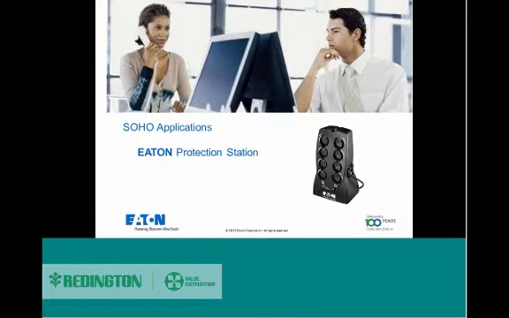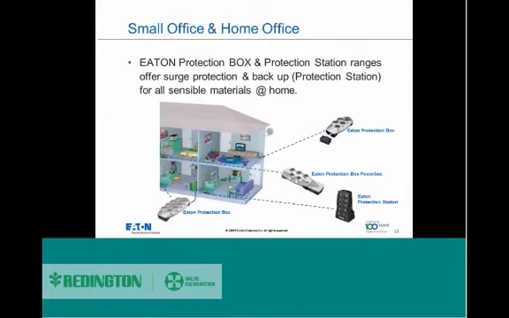Quickly, for the SOHO models, they have the Eaton Protection Station. Basically, these models are for surge protection. At the same time, they also provide backup. So if your customer is just starting up with a very small office, not many employees, not many devices, you can probably look at providing the Eaton Protection Station as a backup for their office. It can also be used at home, for connecting loads such as your TV or your Wi-Fi or broadband router, for example.